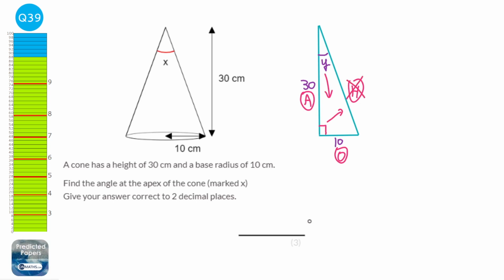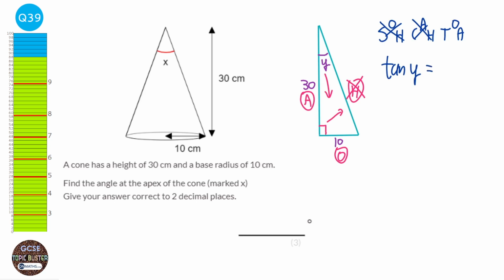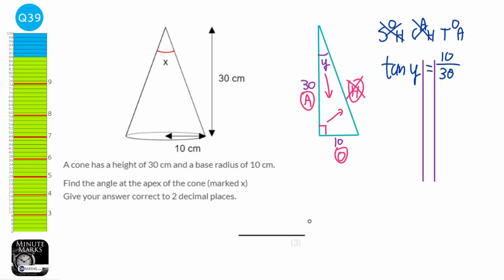And so I'm going to do my SOHCAHTOA. And we're not using the H, so we're going to cross out these two. We're using the TOA, and that stands for tan the angle, which in this case is y, equals the opposite, which is 10, over the adjacent, which is 30. And so we're going to have to solve this. Let's get my lines in. And we're going to inverse tan both sides.